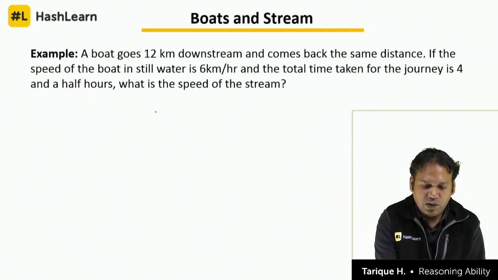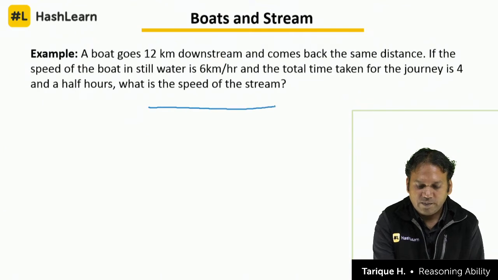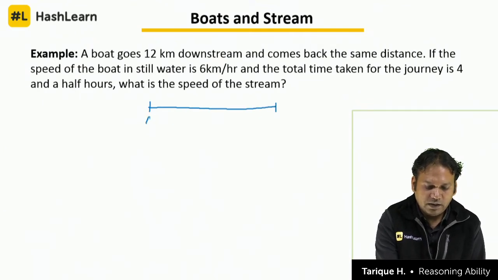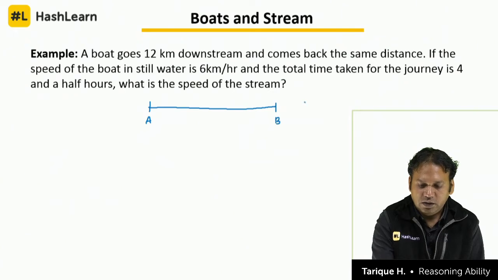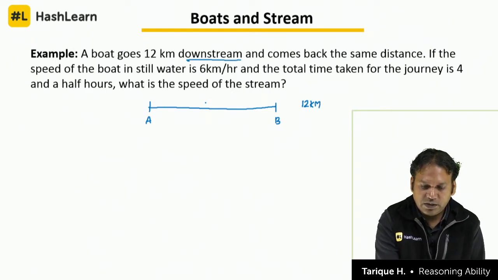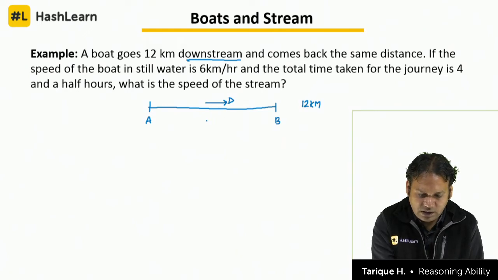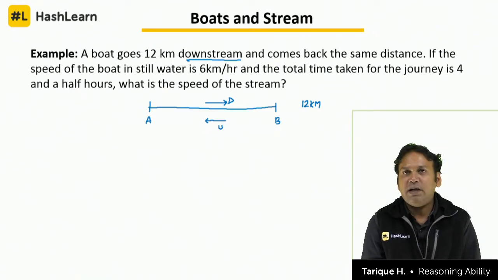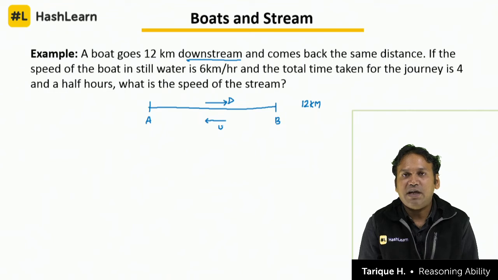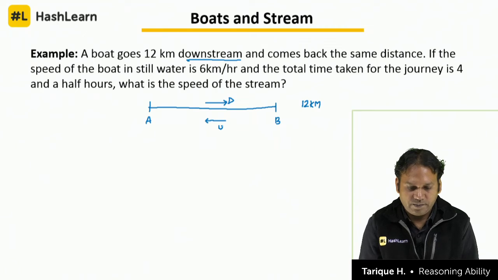Boat goes 12 kilometers downstream. So let's say the boat is going from point A to point B. Total distance how much? 12 kilometers, and the boat goes downstream. So while going, it goes downstream and comes back. So when the boat comes back, while going, if it is downstream, if you are coming back, it will be upstream. So it should be understood that while going, if it is downstream, while coming, it will be upstream. It need not be mentioned separately in the question.